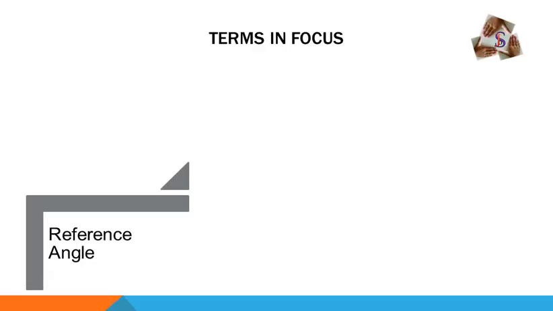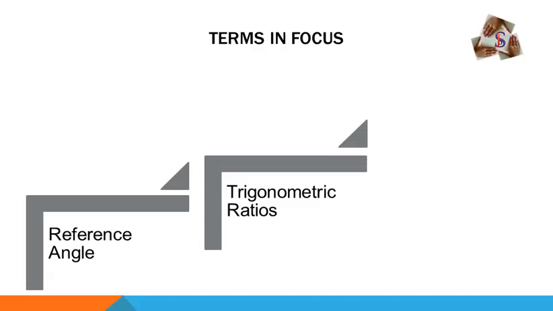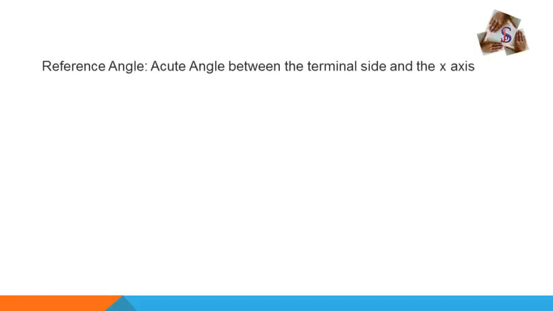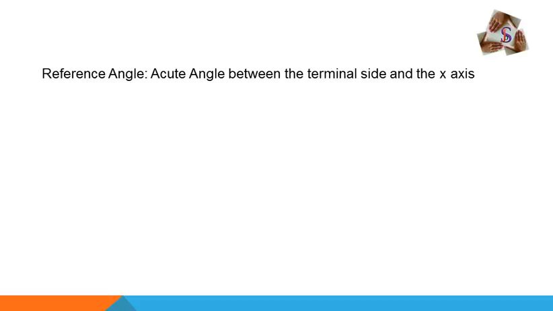First of all, let me explain to you some of the mathematical terms that we will be using in trigonometry. First, reference angle. Next, trigonometric ratios. And next, complementary angles. So I start my explanation by explaining to you the meaning of reference angle.